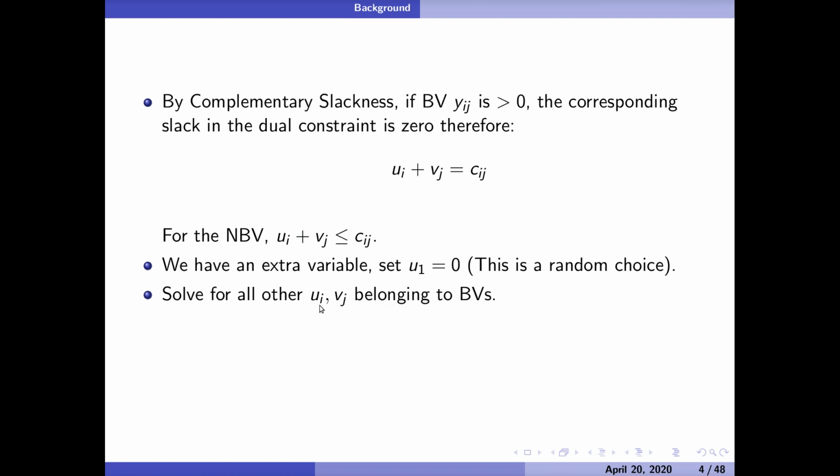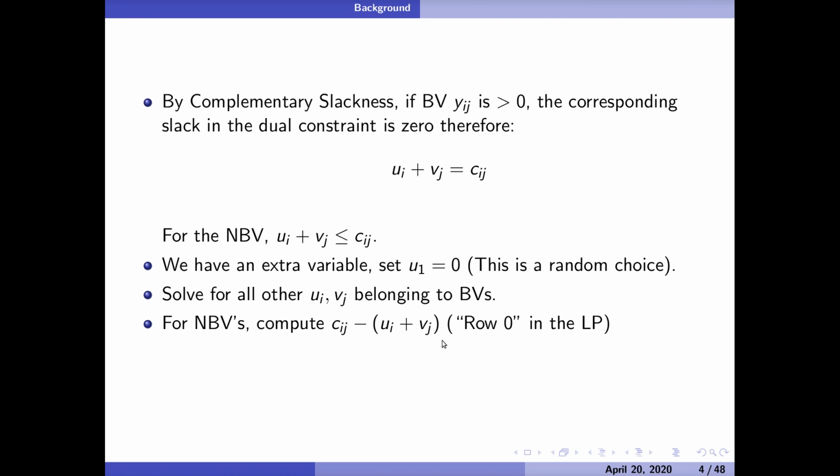Okay, so then given that, we should be able to solve for all the other ui and vj belonging to the basic variables. They must belong to basic variables. Okay, and then given that, we can compute this quantity cij minus (ui plus vj) for all the non-basic variables, and what we're doing there is computing the other values in row 0 of the LP, and I'll let you think about why that would be.